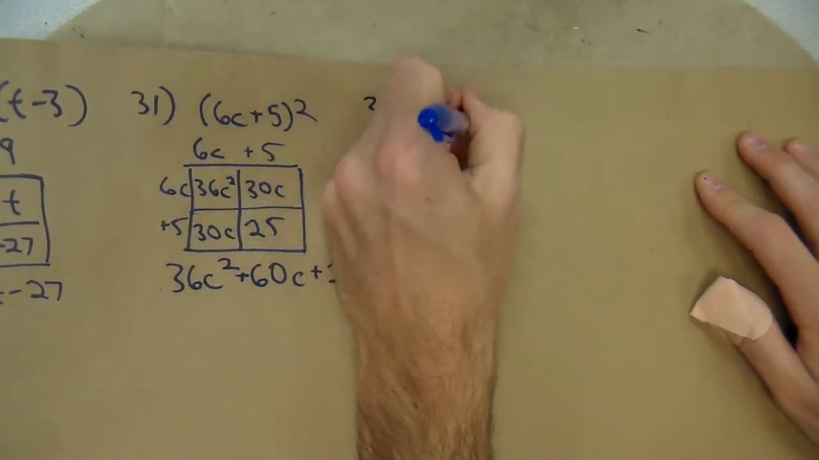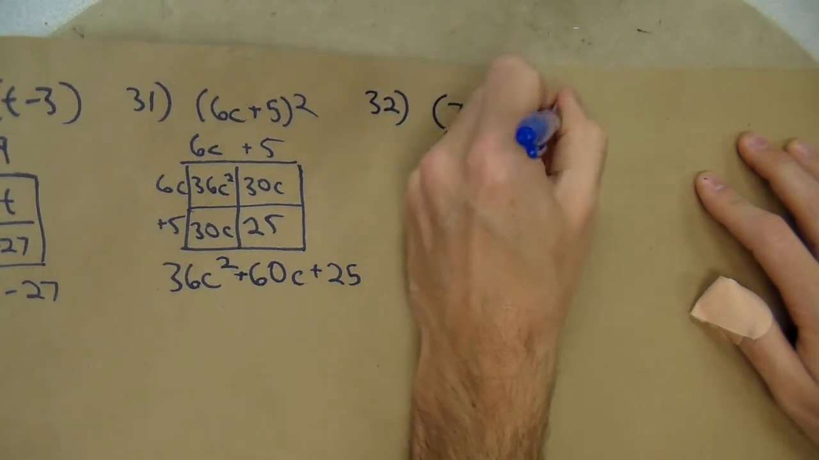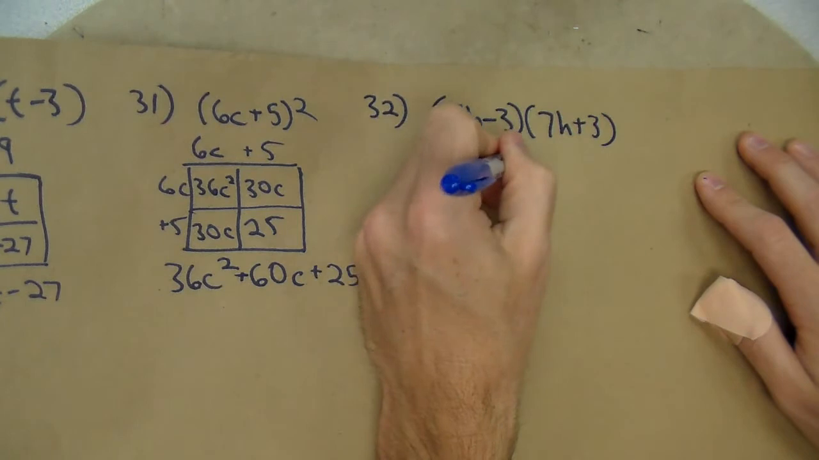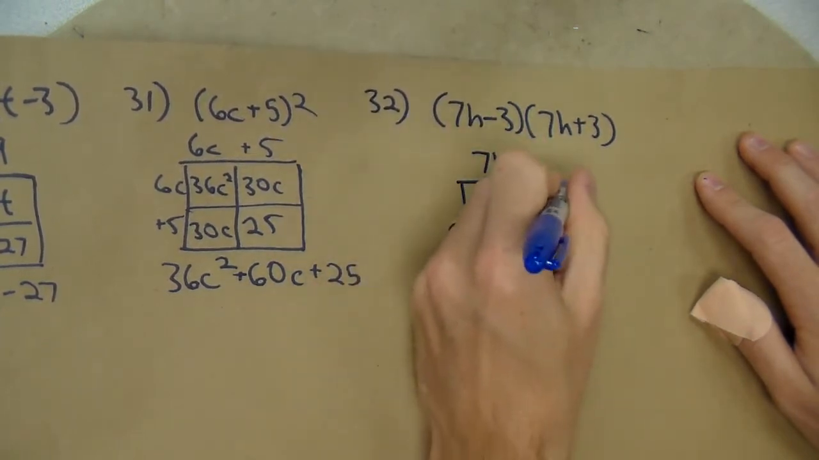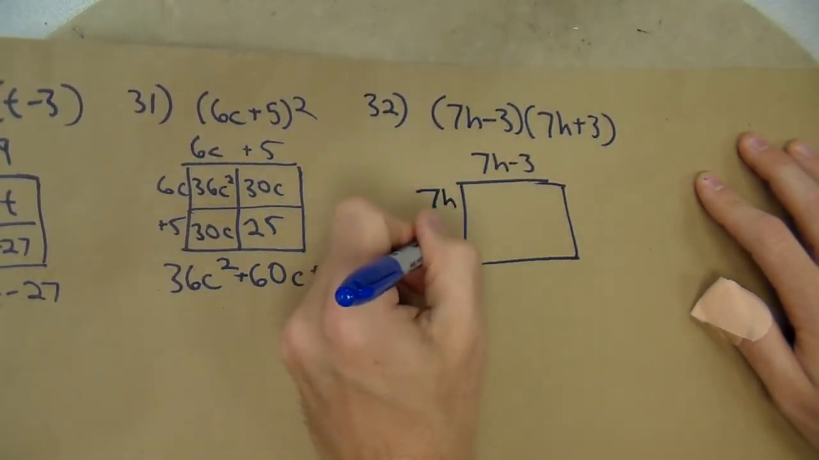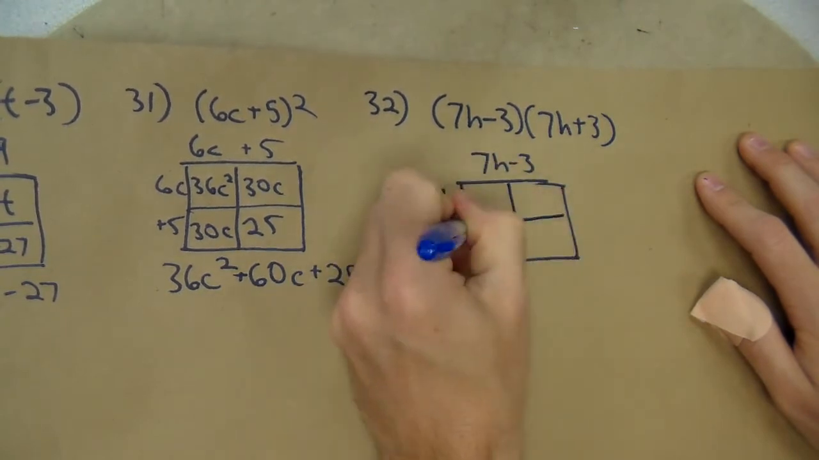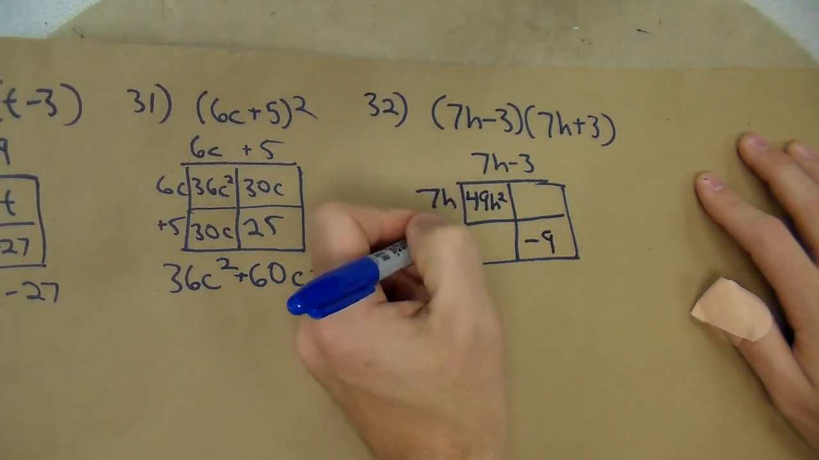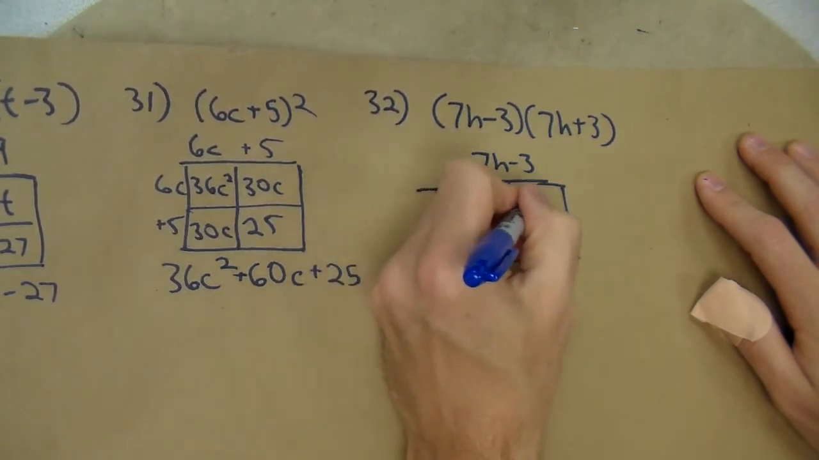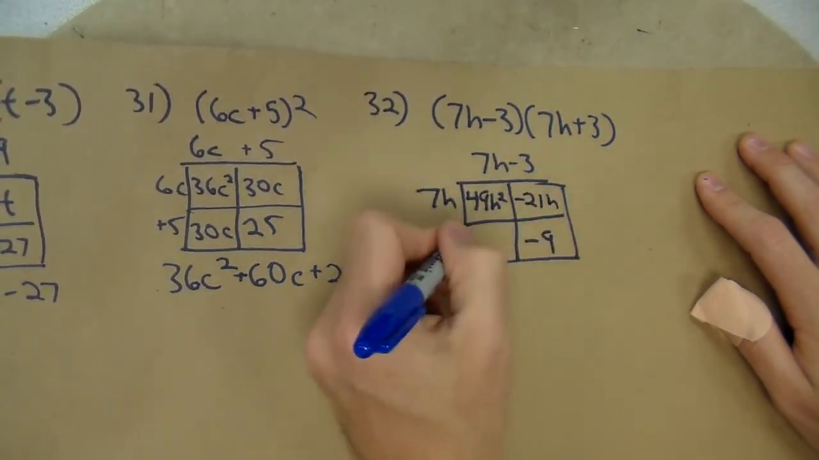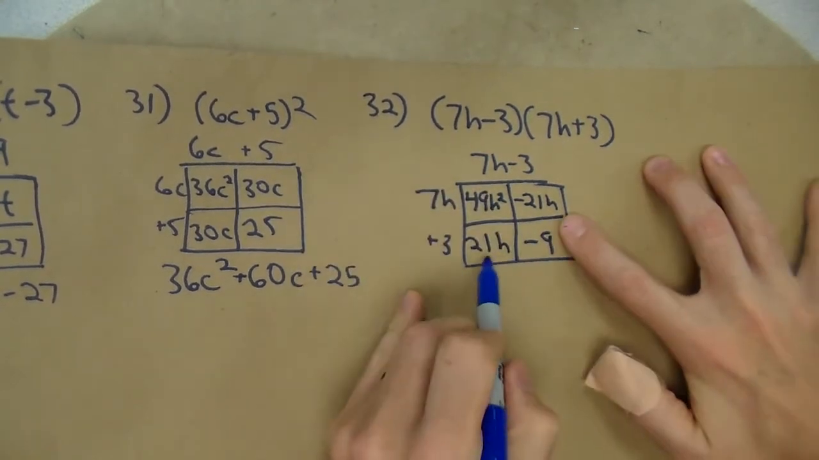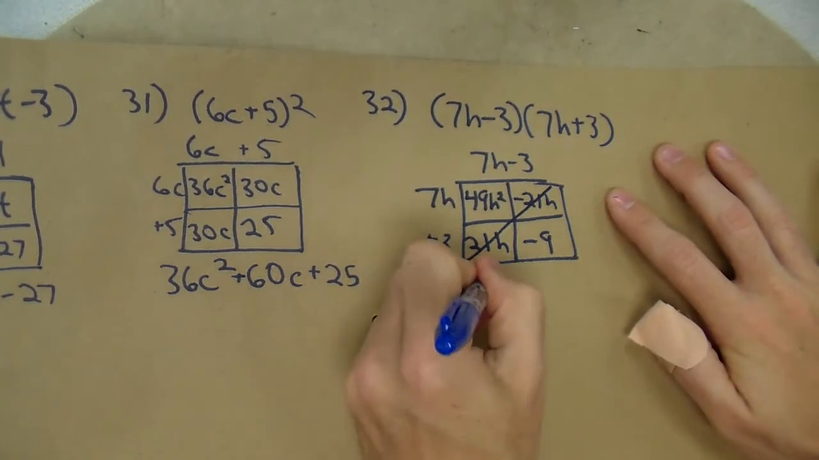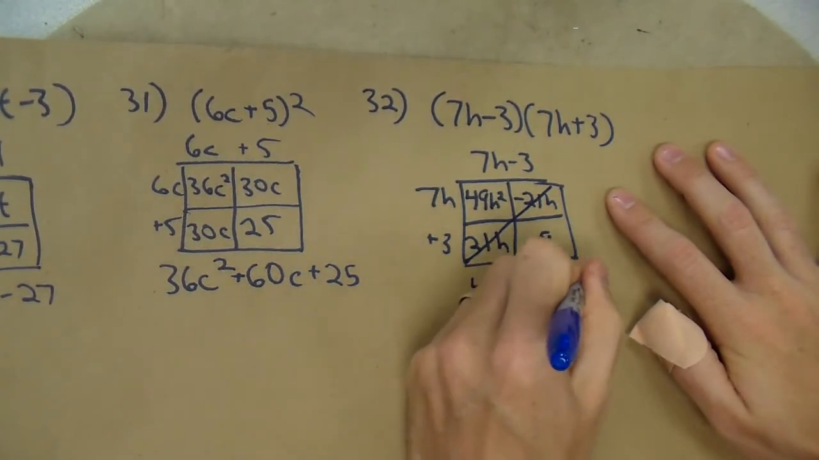We're looking at 7h minus 3, 7h plus 3. Now this one has a shortcut we'll talk about when we get to the factoring problems, but we get that our top right corner and bottom left corner actually become opposites of one another, where I have the negative 21h and the positive 21h. These actually become 0, and it's 49h squared minus 9.